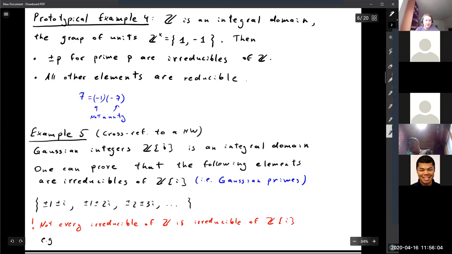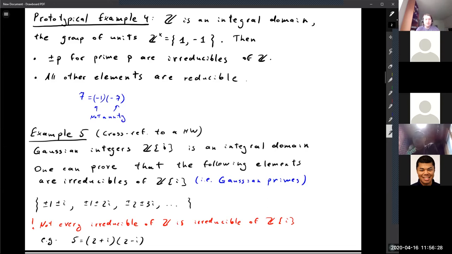For an example of a prime which can be factored over the Gaussian integers, the first example is 5. So 5 can be factored as 2 plus i multiplied by 2 minus i. So it is not a Gaussian prime. Not every usual prime is a Gaussian prime.